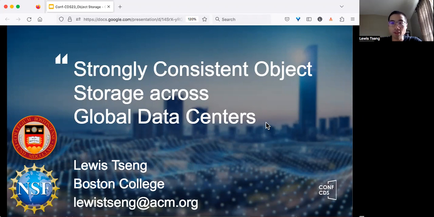My name is Louis. I'm from Boston College, and my research year is proudly funded by NSF. The topic I'm going to talk about is strongly consistent object storage across global data centers.